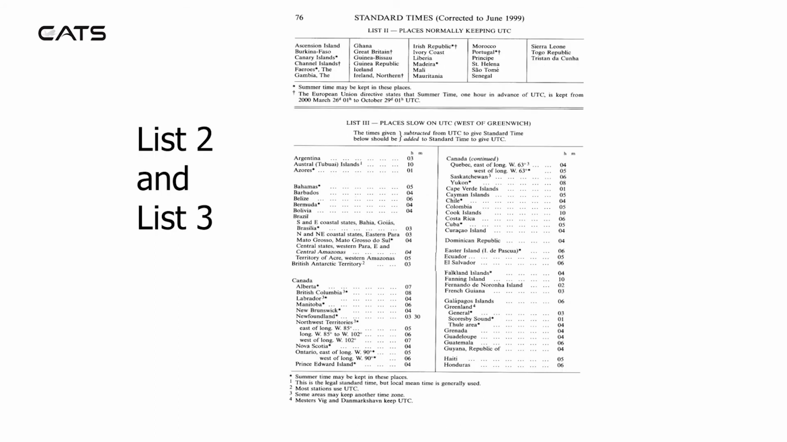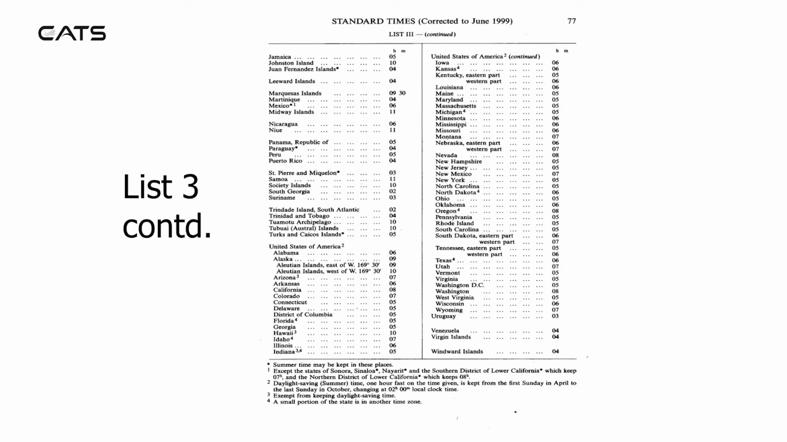List 2 shows places normally keeping UTC, such as Iceland, Ireland, and Great Britain itself. List 3 shows places slow on UTC, generally west of Greenwich. Times given should be subtracted from UTC to give standard time, or added to standard time to give UTC. Once again, at the bottom of the list are corrections for summertime.